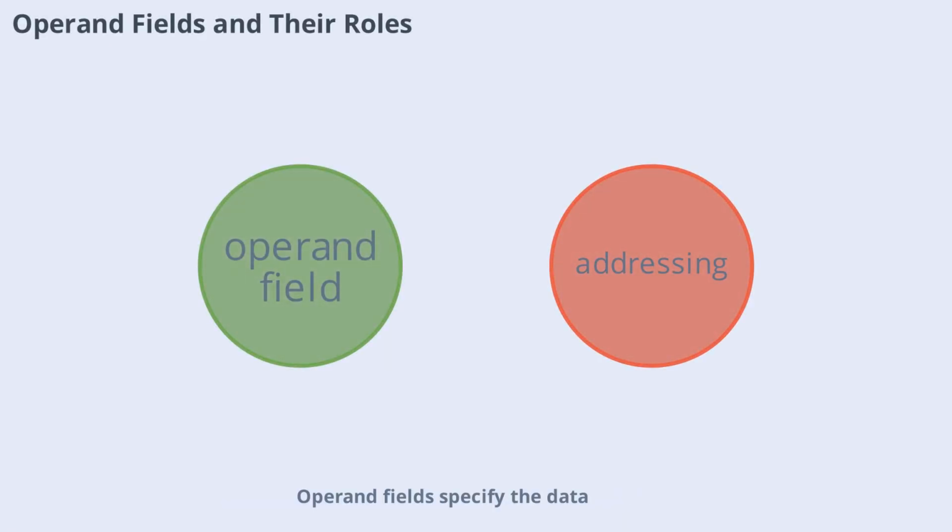Operand fields specify the data or addresses involved in the operation. Depending on the instruction format, there may be 1, 2, or 3 operand fields. These fields can point to registers, memory locations, or immediate values. The flexibility of operand fields is a key factor in the power and versatility of an instruction set.